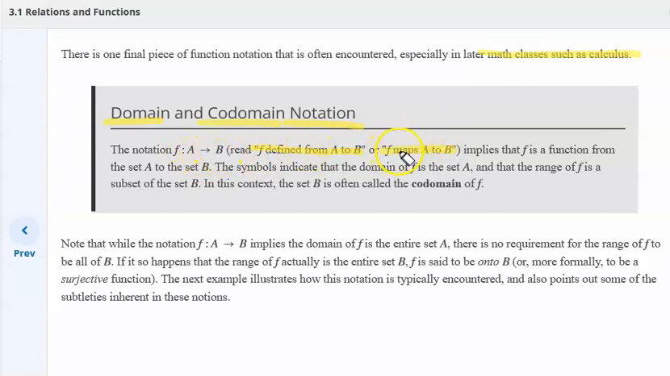I would have used another word here, but that's okay. It implies that F is a function from set A to set B. The symbols indicate that the domain of F is set A, and the range of F is a subset of set B. In this context, the set B is often called the codomain of F. That is your X values.